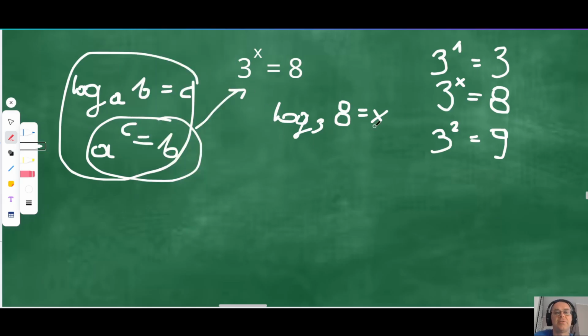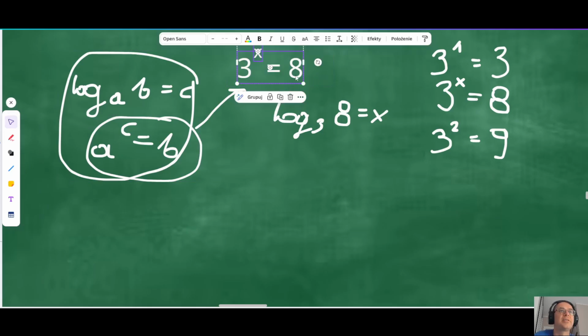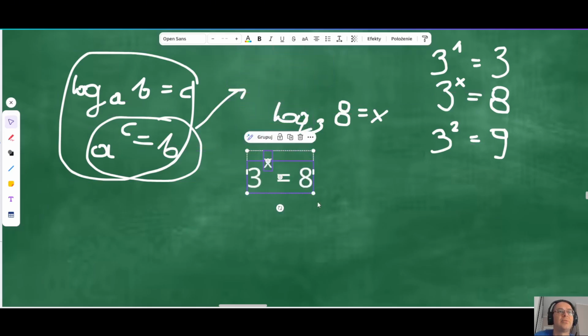Later in this video, I'll show you how to transform this expression to get a logarithm to the base of 10. But for now, I'll show you how to do it straight away.